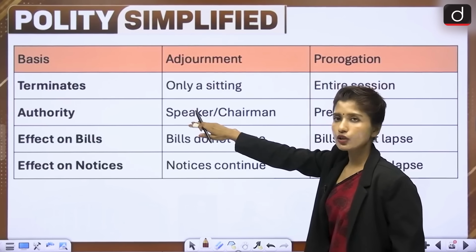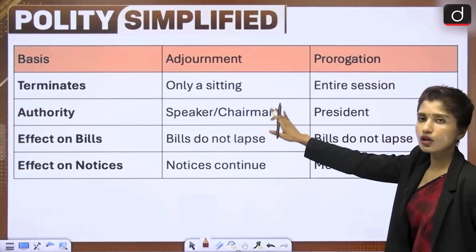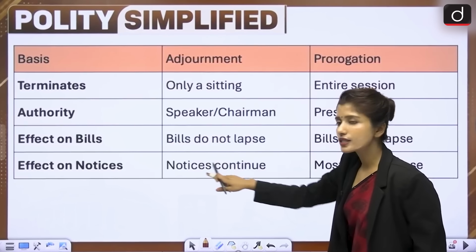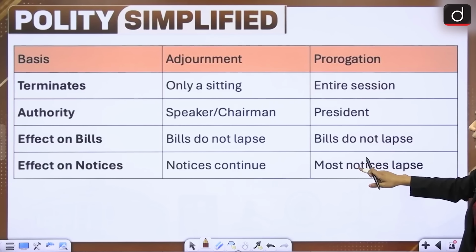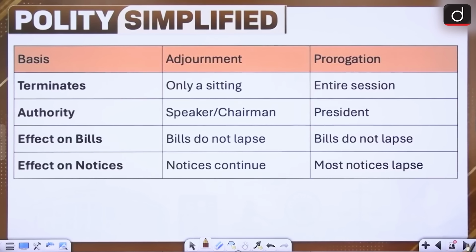Adjournment is done by the Speaker or Chairman. Prorogation is done by the President. In both the cases, bills do not lapse. In adjournment, notices continue, but in prorogation, because the session itself has ended, the notices also lapse.